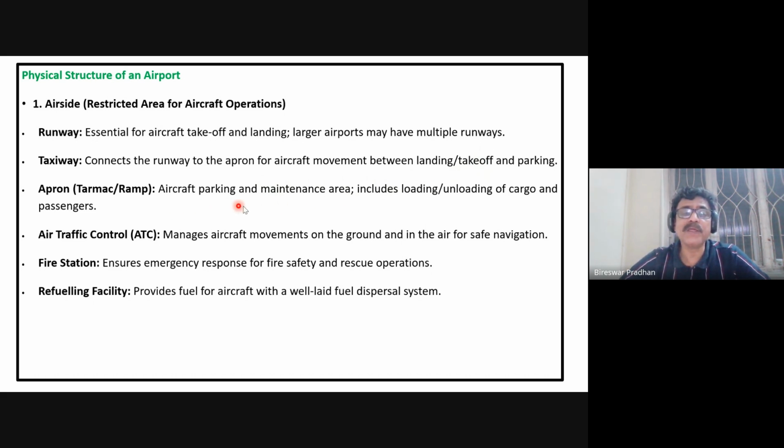Apron means the airport parking and maintenance area, including loading and unloading of cargo and passengers. Control tower manages the aircraft movement on the ground and in the air for safe navigation. Fire station ensures emergency response for fire safety and rescue operations. These are the facilities needed. A refueling facility provides fuel to aircraft. That type of facility should be there with a well-laid fuel dispersal system. So these physical structures of an airport are essential.